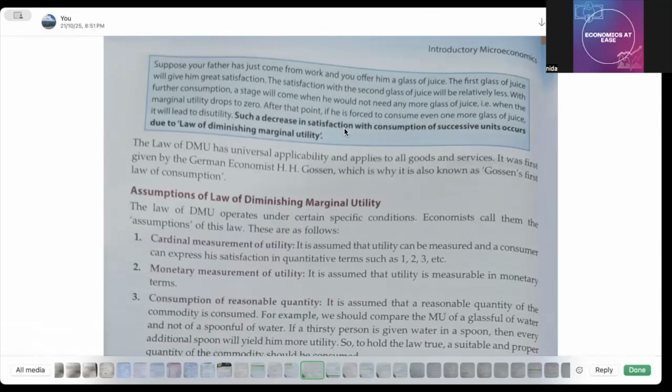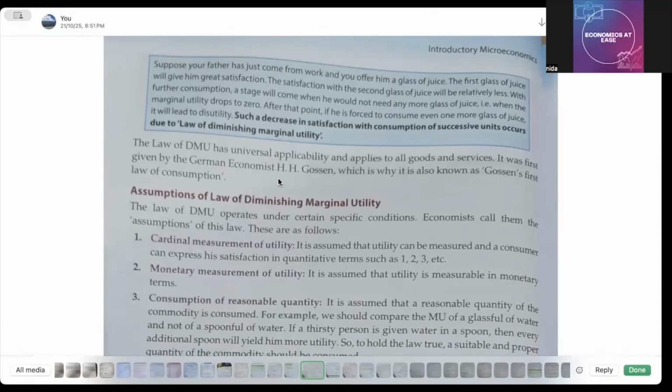Such a decrease in satisfaction with consumption of successive units occurs due to the law of diminishing marginal utility. तो ये हमारे एक्सपीरियंस में होता ही है, practically आप ये करके भी देख सकते हो किसी भी चीज पे, example pizza, ice cream, chocolates and a glass of juice. The law of DMU has universal applicability and applies to all goods and services. It was first given by the German economist H.H. Gossen, which is why it is also known as Gossen's first law of consumption.